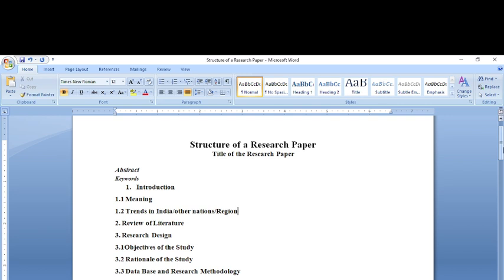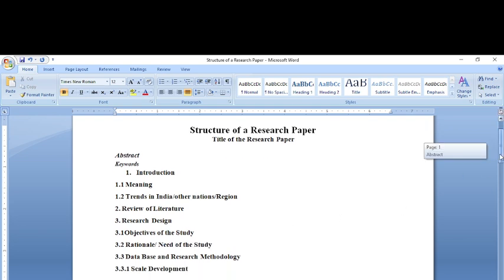Under the research design, you subdivide the heading into objectives of the study and the rationale of the study. Now, what is the difference between the objectives of the study and the rationale of the study? Objectives are specific, and rationale basically is the need of the study. It is also called the need of the study. So, why are you carrying out this research is mentioned in the rationale.